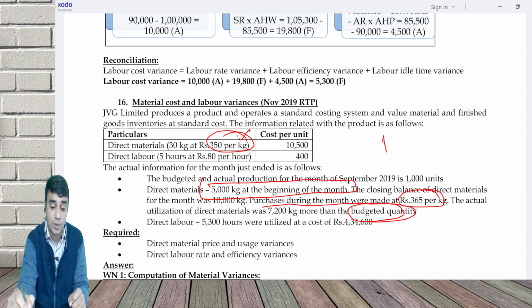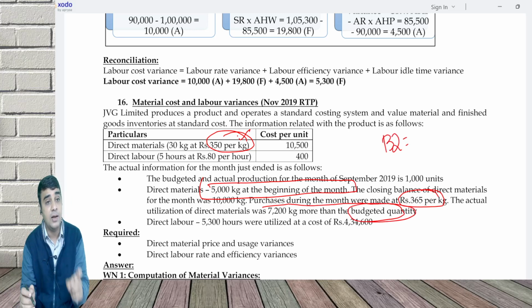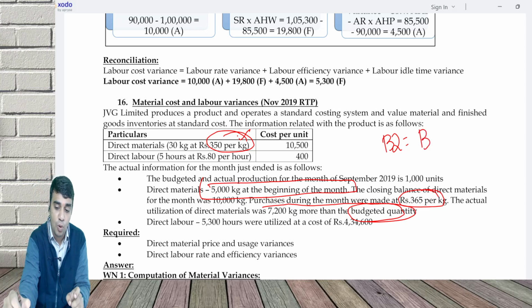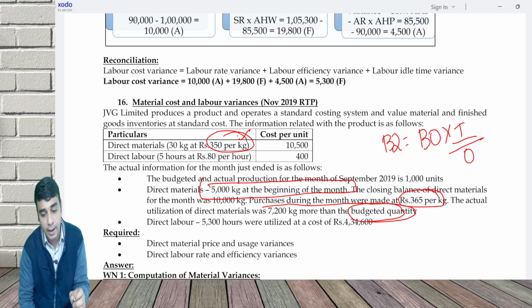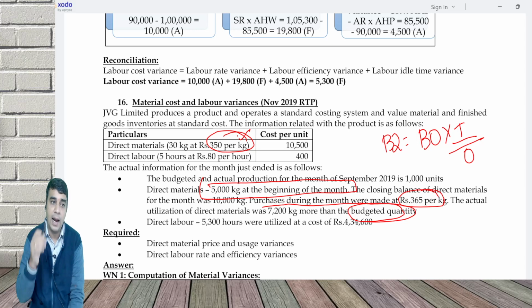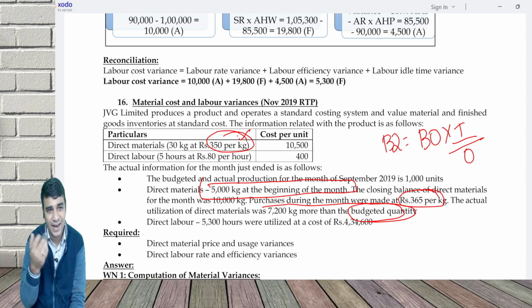What is budgeted quantity? Standard quantity is calculated with the help of actual output. Budgeted quantity is calculated with the help of budgeted output. So BQ is equal to BO into input by output. Budgeted output in this question is 1000. The budget and actual is same, 1000.